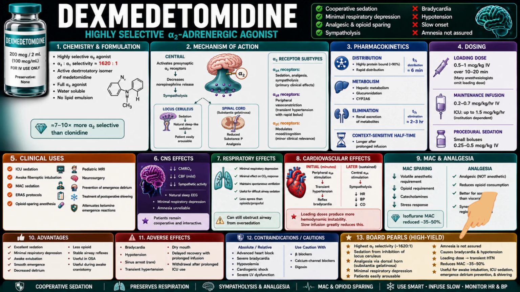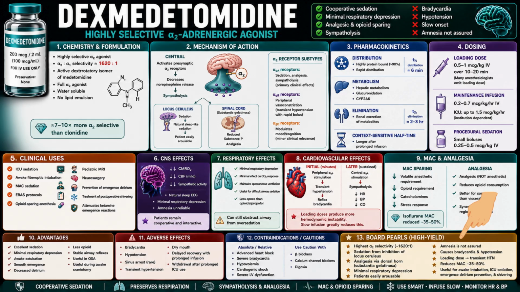1. Alpha-2 to alpha-1 selectivity approximately 1,620 to 1, the highest of any clinically used alpha-2 agonist. 2. 7 to 10 times more selective for alpha-2 receptors than clonidine. 3. Full agonist at alpha-2 receptors. Clonidine is only partial. 4. Mechanism. Activates presynaptic alpha-2 receptors. Inhibits norepinephrine release. Sympatholysis from the locus coeruleus primarily.